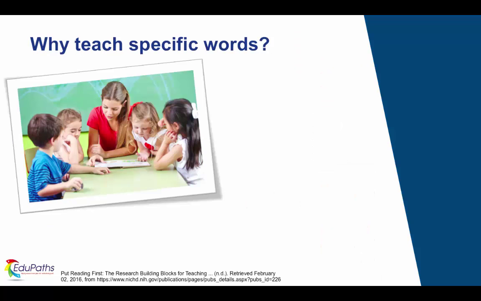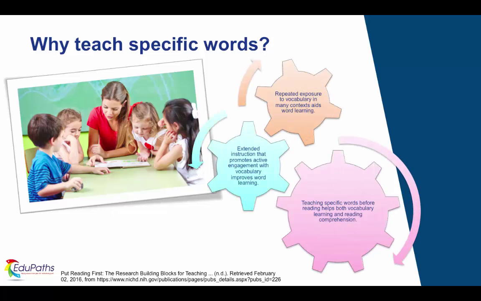But why do we teach specific words if most words are learned indirectly through exposure to language? Because teaching specific words before reading helps both vocabulary learning and reading comprehension. Extended instruction that promotes active engagement with vocabulary improves word learning. And repeated exposure to vocabulary in many contexts also aids word learning.